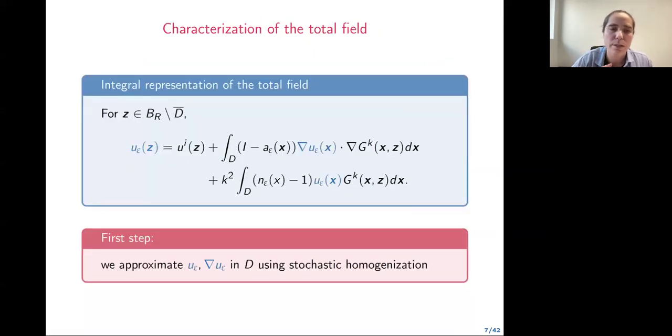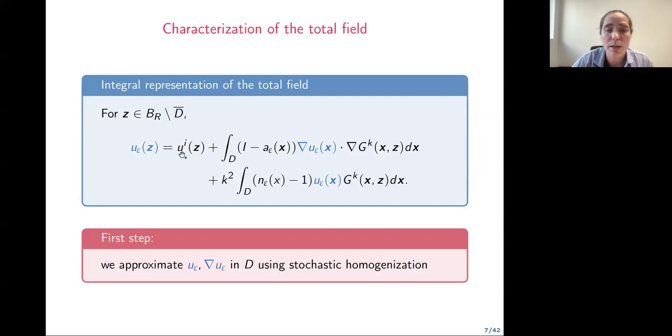With this, what we want to do is apply some homogenization techniques. So the starting point is the following. The first thing we do is we write an integral representation of the total field outside the medium. This is the field that we're going to measure. So outside of D, so for z in B_R minus D, we have the following representation.